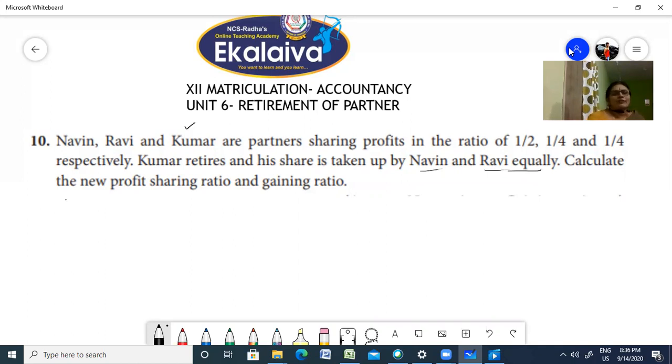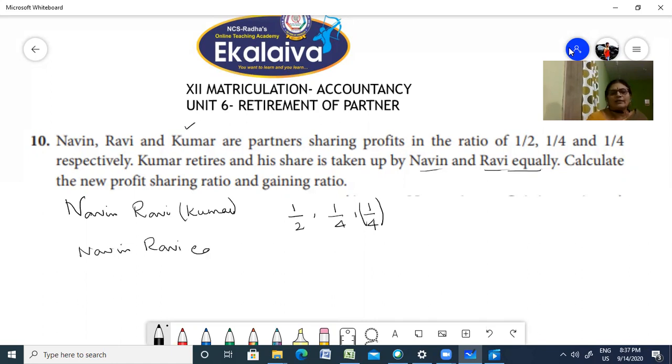Right. So you have Naveen, Ravi, Kumar. Okay, they are partners sharing profit and loss in the ratio 1/2, 1/4 and 1/4. Now here Kumar retires. He's going to retire, and the shares are going to be taken by Naveen and Ravi equally.